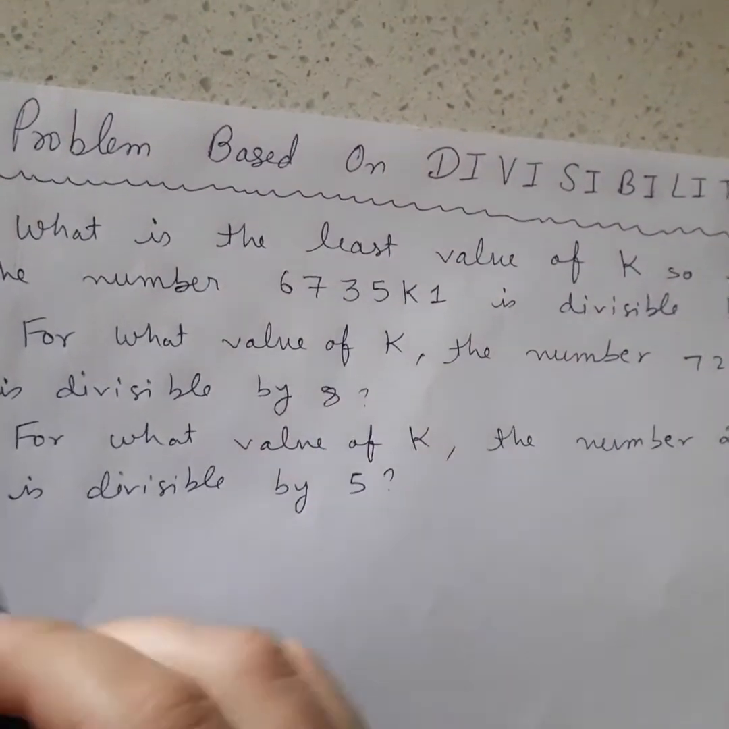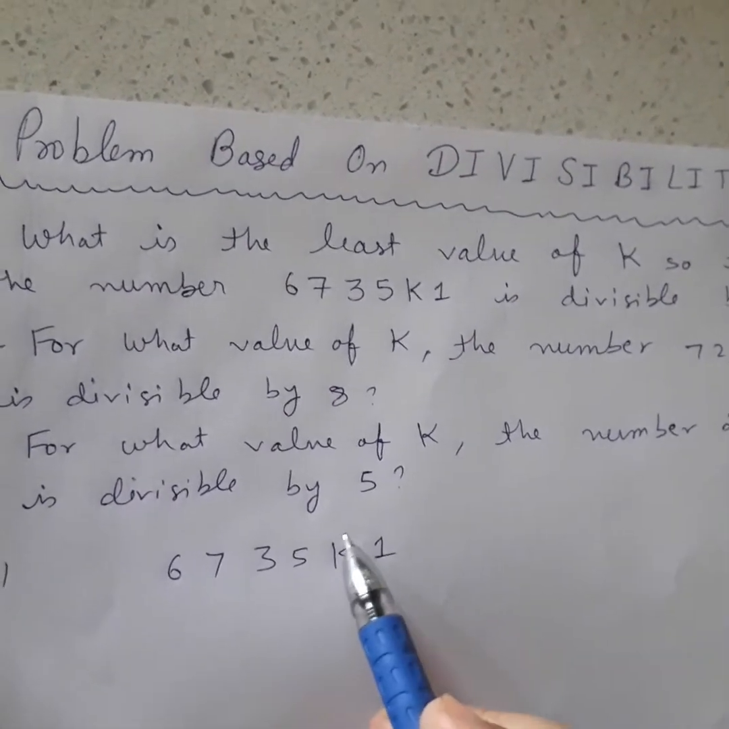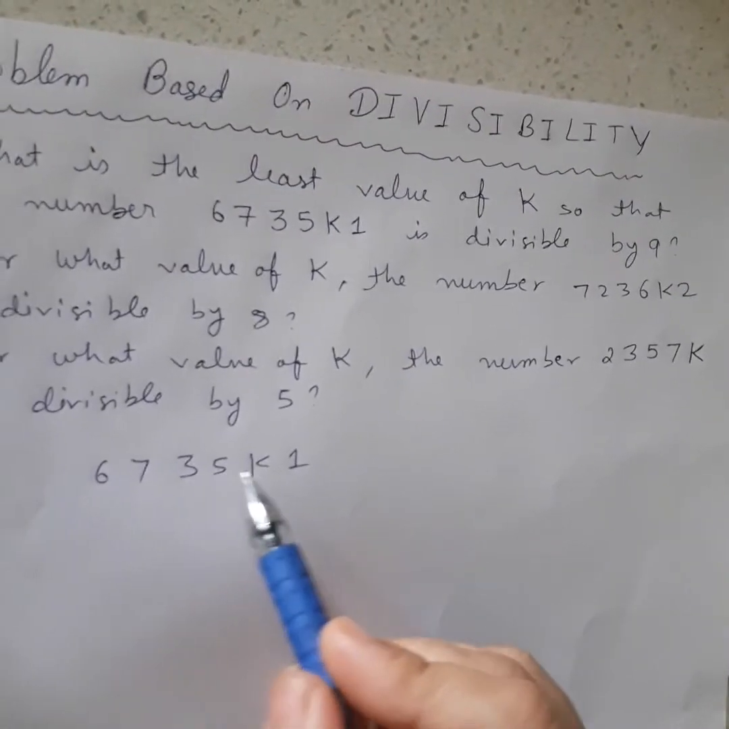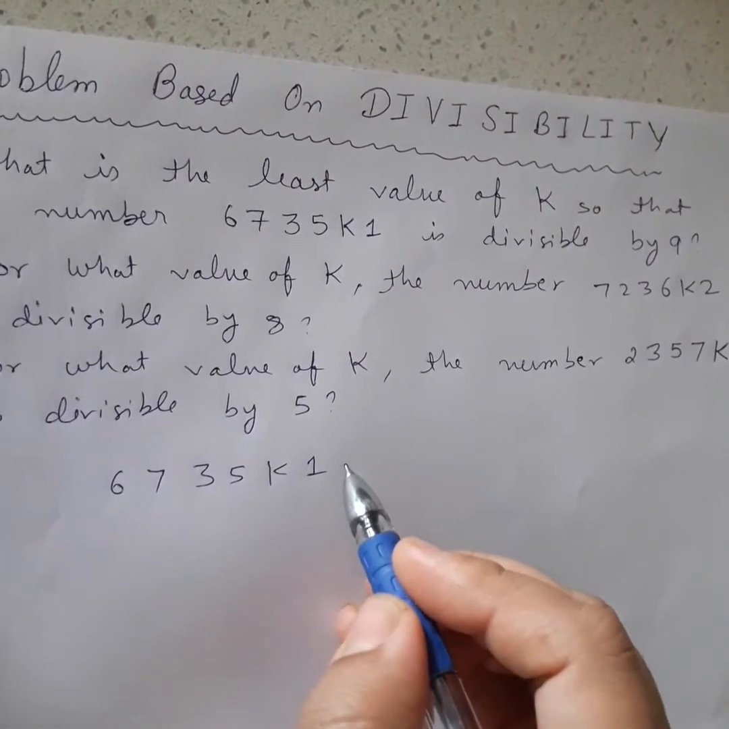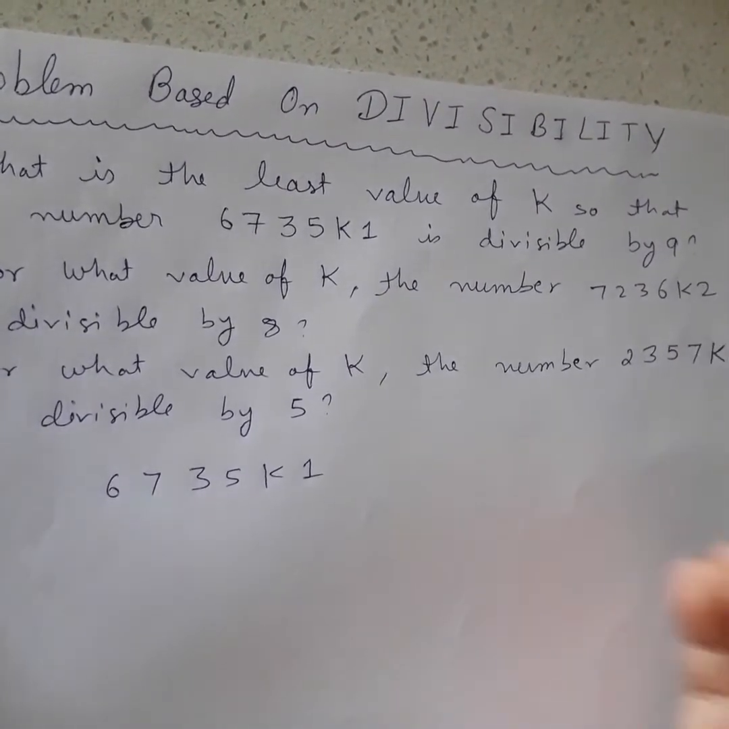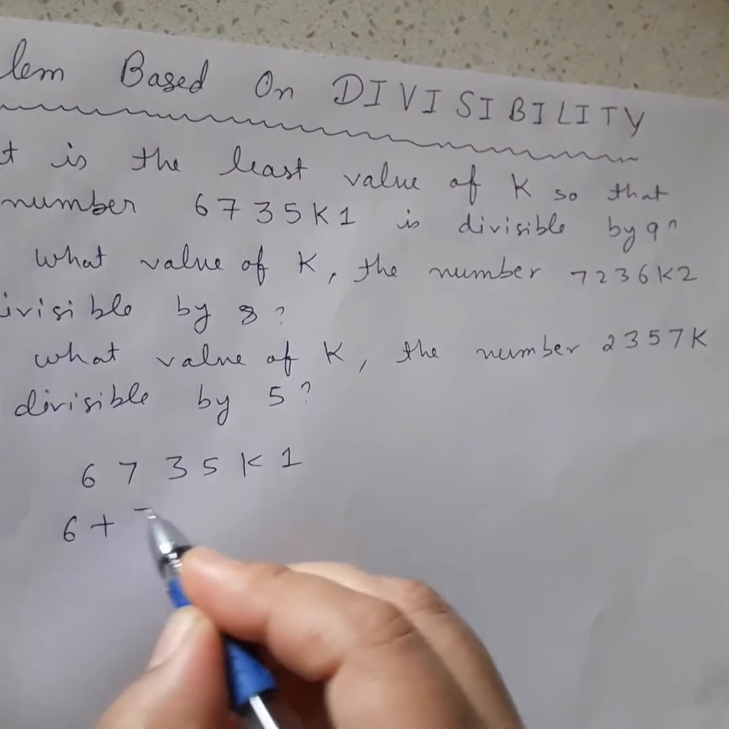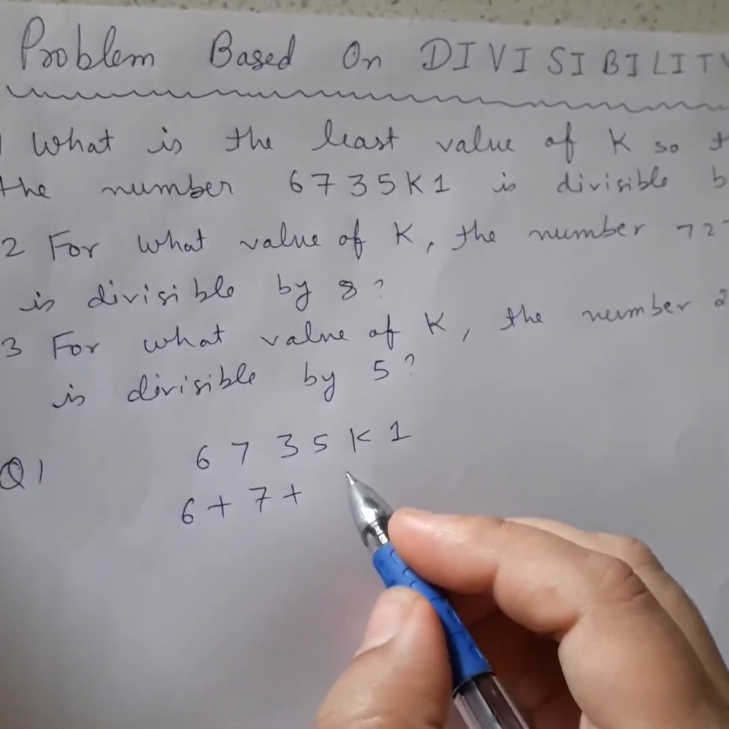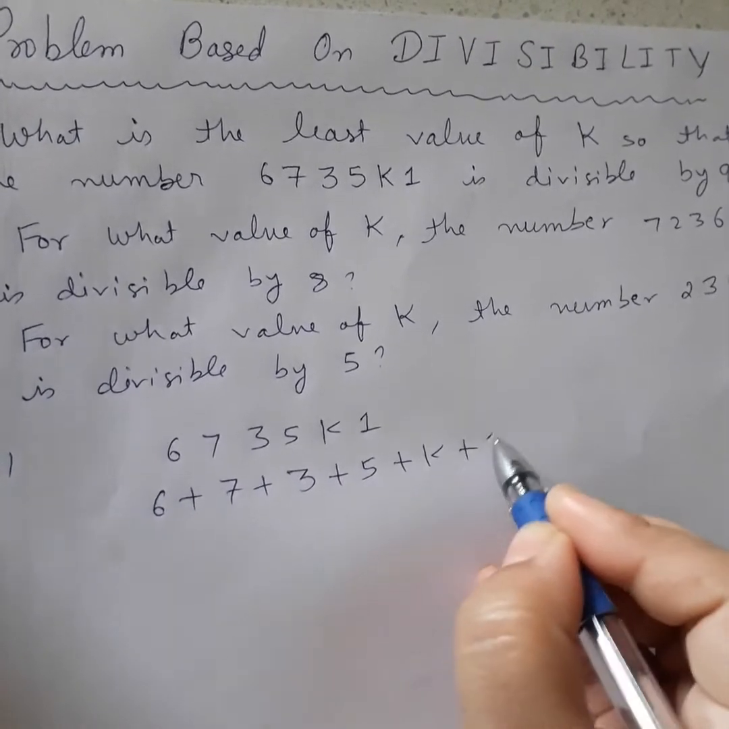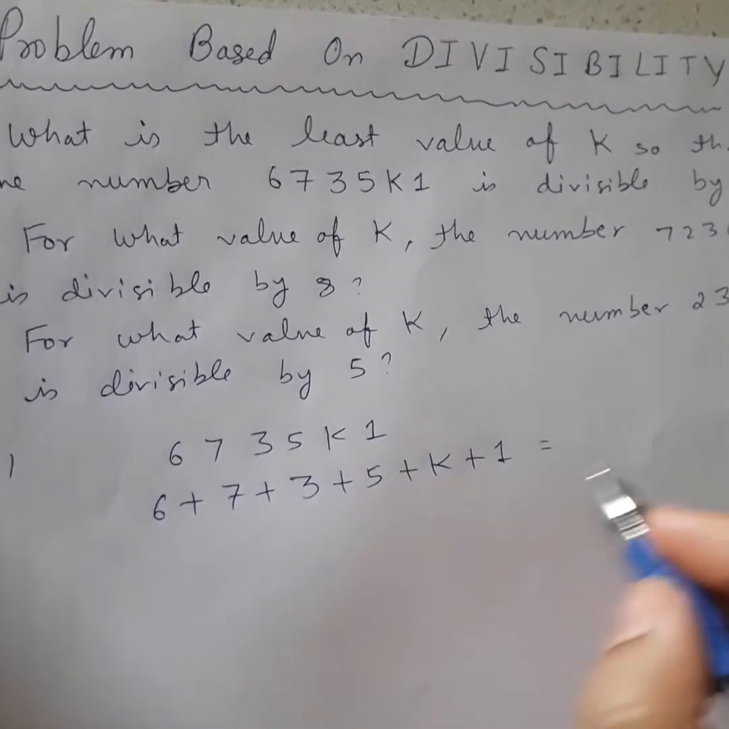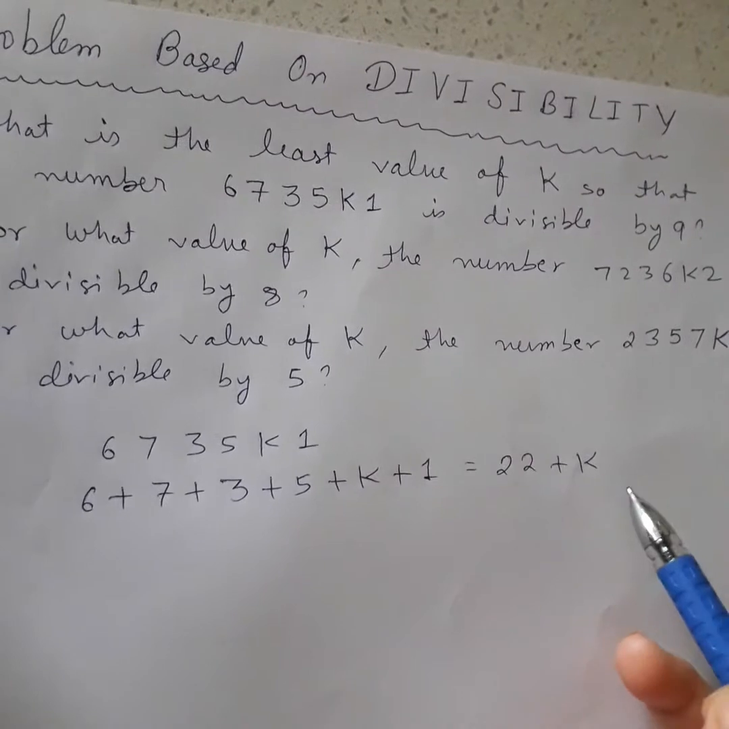What is the number? We have to find the k. Whatever the sum of digits will come, if it is divisible by 9, then the number is divisible by 9. So if we do the sum of digits of this number, it's coming 6 plus 7 plus 3 plus 5 plus k plus 1. And if you add this, it will come 22 plus k, right? It will come 22 plus k.